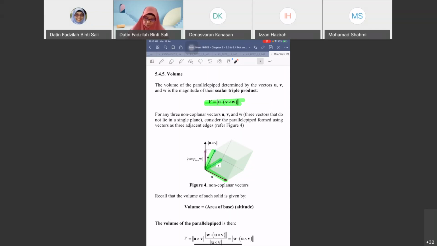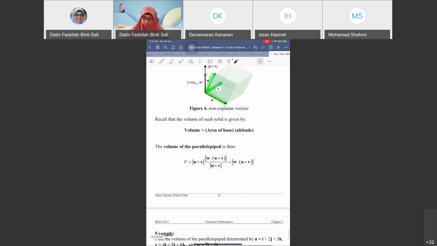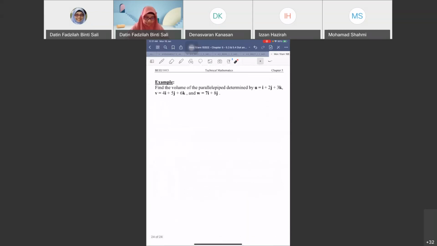All right. So this is our last example before the break. This is where we talk about using scalar triple product. You see the word parallelepiped. Parallelepiped is because it's three-dimensional. Two-dimensional, we call it parallelogram. Parallelogram is two-dimensional. Three-dimensional, we call it parallelepiped.